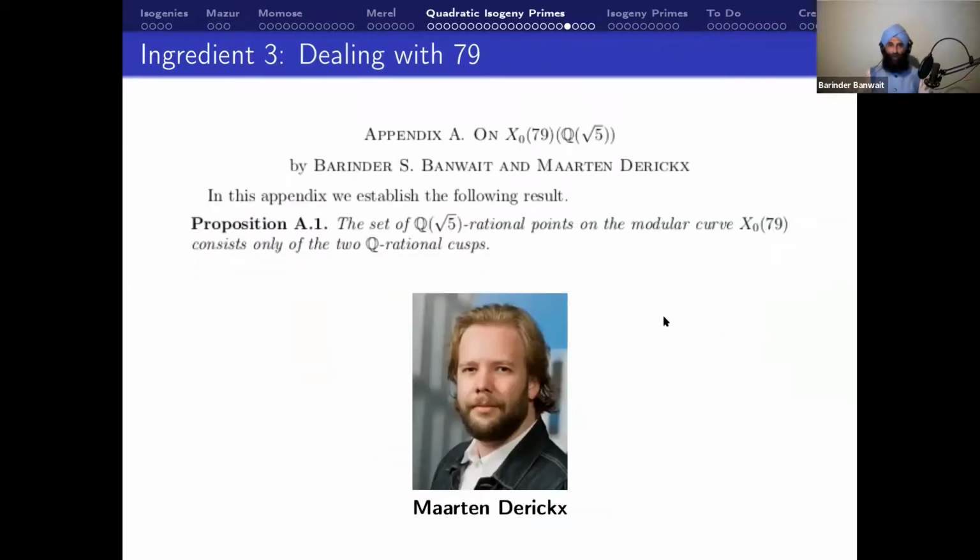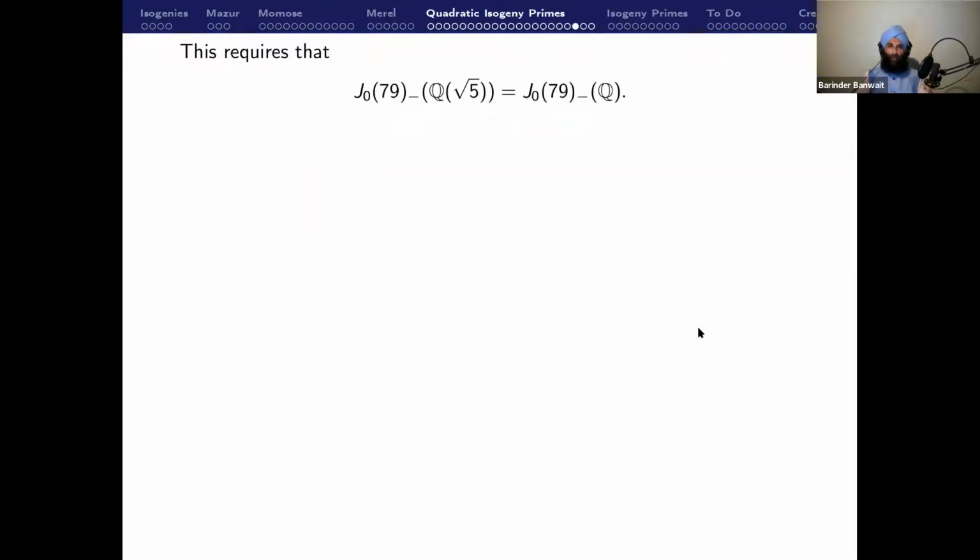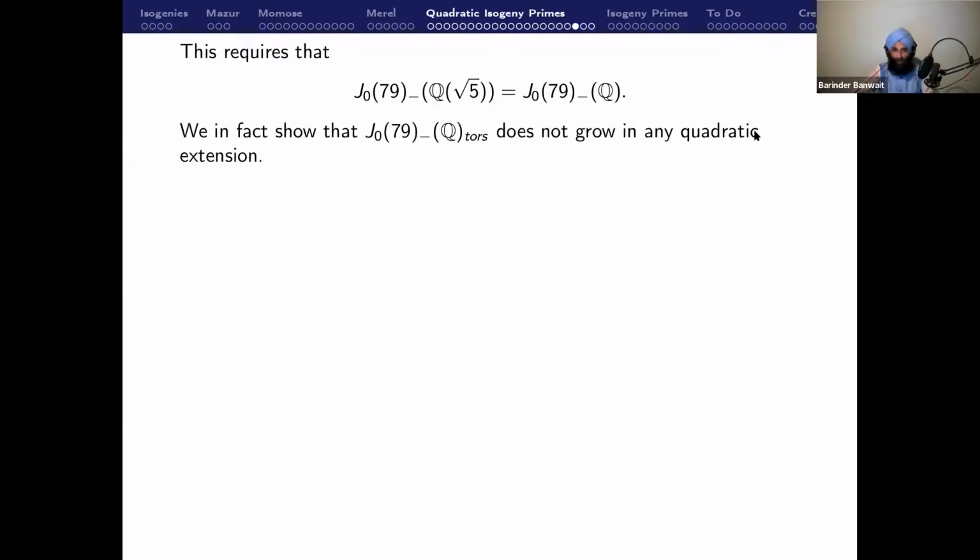And so there was a different method that appears in the appendix of the paper, written jointly with Martin Derickx. There is a method there that works in general, but it requires a certain non-growth condition on the Mordell-Weil group of the minus part of the Jacobian. So the minus part of the Jacobian, when you're going from Q to the quadratic field you're interested in, this should not change. So the rank should stay the same and the torsion should stay the same. It's not clear how often this will be true in general. We actually managed to show that the torsion does not grow in any quadratic extension.